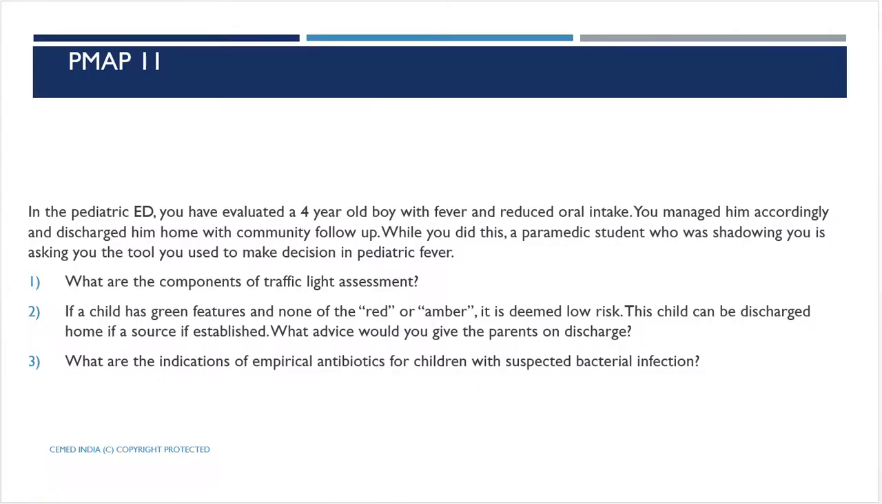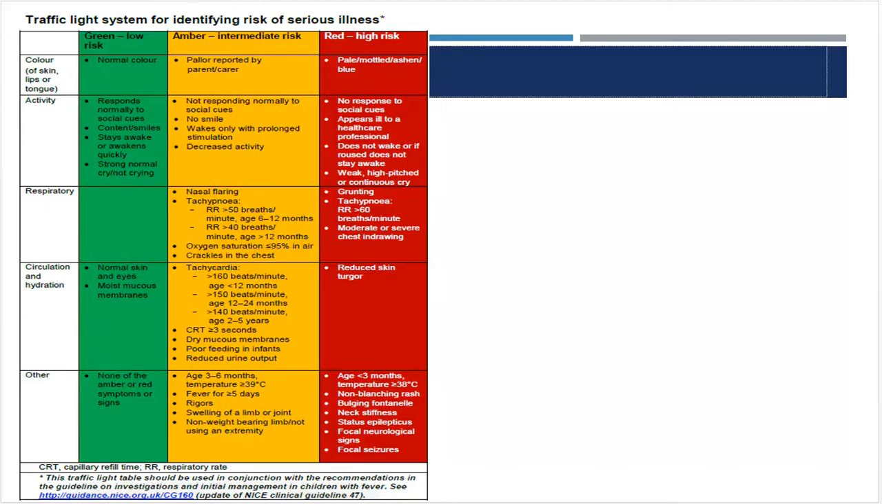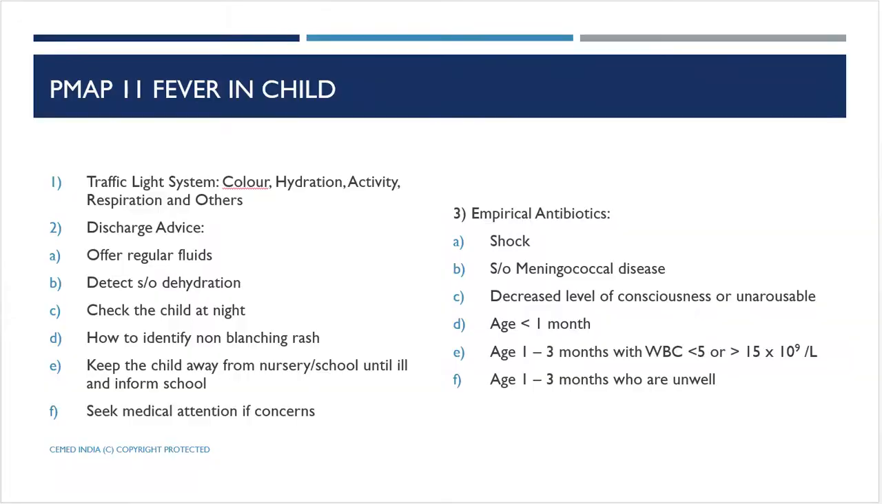Then the next question said, there is no red or amber and it is low risk. The child can be discharged home if a source is established. What advice would you give the parents? So you want to give the fever advice, which is quite simple. Regular fluids, detect signs of dehydration, check the child at night, how to identify a non-blanching rash, keep the child away from nursery or school until the child is well, and seek medical attention if there are concerns.